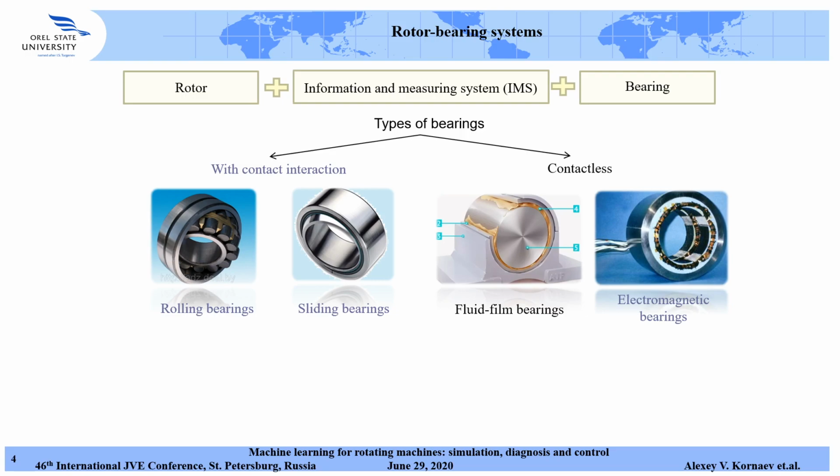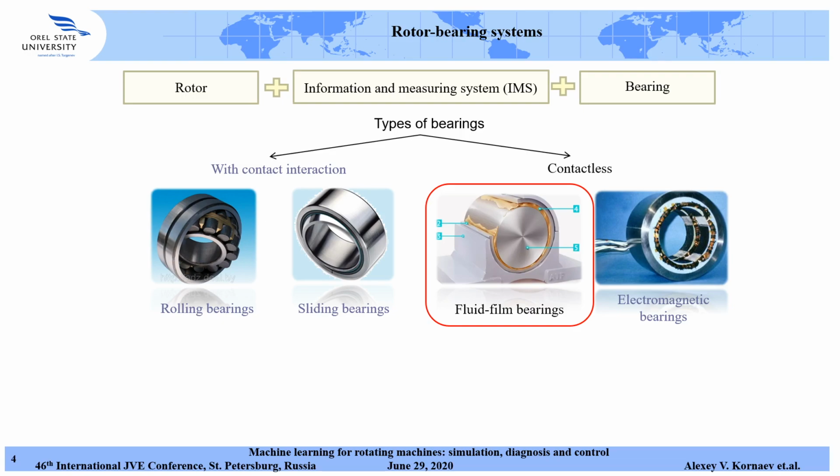The supports allow the rotating rotor to be held stationary on a fixed base. There are four basic types of rotor supports. The sliding bearings are the oldest. The rolling bearings are the most frequently used. Both types of bearings have to be in contact with the rotor while operating.